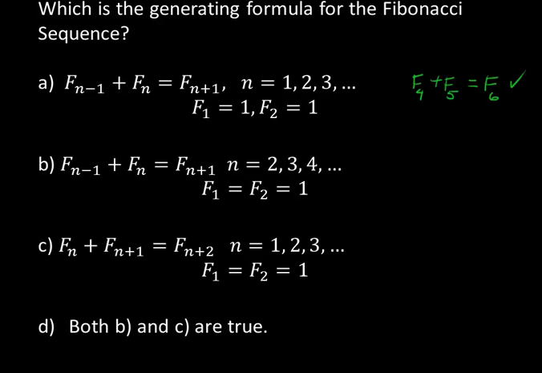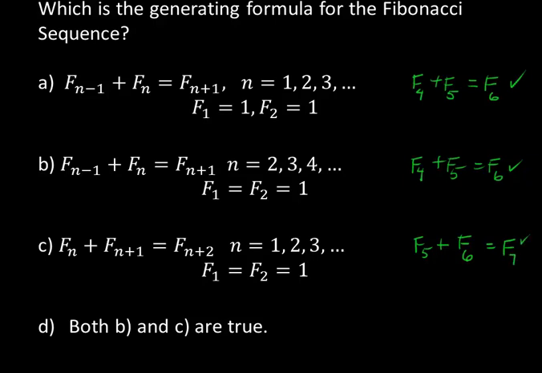How about this one down here? F sub n minus 1 plus f sub n. Oh, it's the same thing. So this also would say, if n was 5, that f4 plus f5 is equal to f6. It's exactly the same sentence. And then what would part C be? Well, if n were 5, that would say that f5 plus f6 is equal to f sub n plus 2. If n were 5, n plus 2 is 7. Well, that's true too.